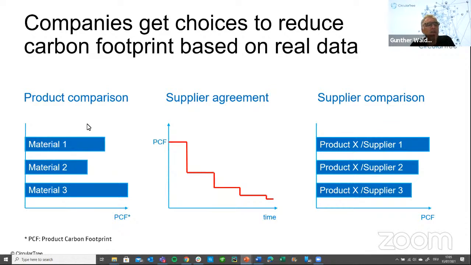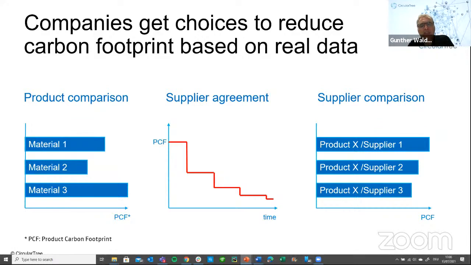And then they can say, okay, what is the best material with the lowest carbon footprint to use? They can make an agreement with their suppliers saying, okay, your product carbon footprint now is at that level, and let's agree to reduce the carbon footprint of your product by 40% every year, for example. Or if your suppliers don't want to agree with you on a reduction, you can say, okay, I'm looking for a different supplier who provides me the product with a lower carbon footprint. So these are the three main levers you have in order to reduce the carbon footprint.